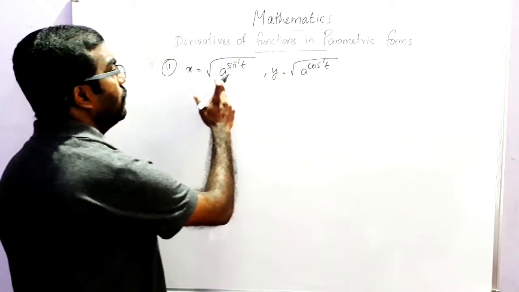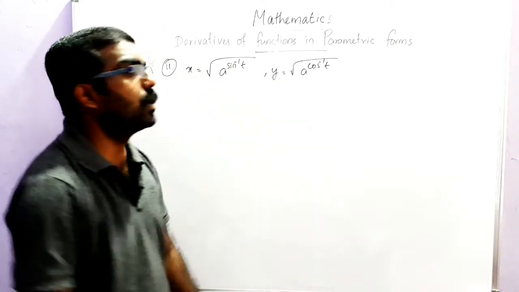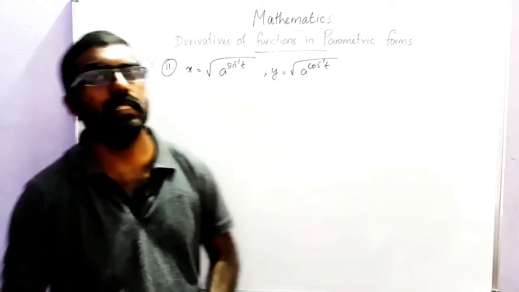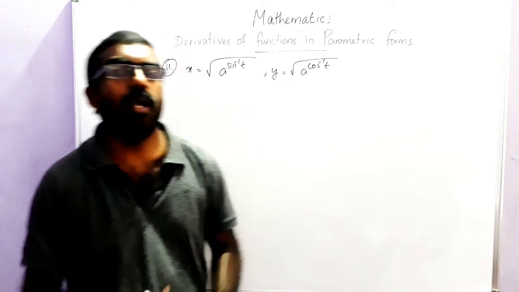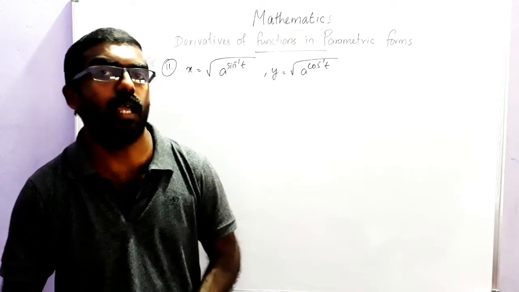Now we move on to the last question in this exercise. Given x is equal to root of a raised to sin inverse t and y is equal to root of a raised to cos inverse t. We have to prove dy by dx is equal to minus y by x.